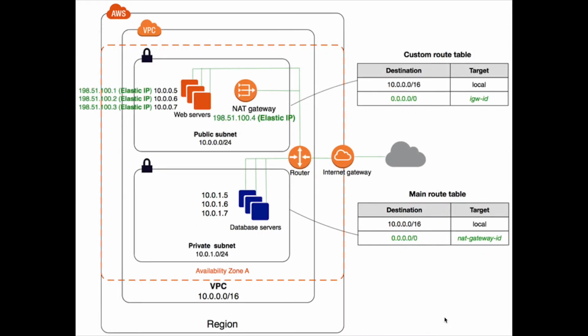So today let's learn about subnets in AWS. So here I have two types of subnets in AWS. One is public subnet and one is private subnet. Let's understand the difference between those subnets.